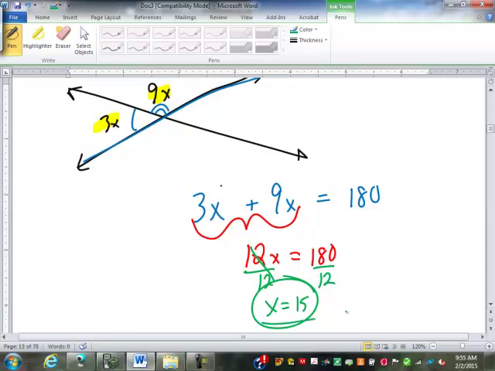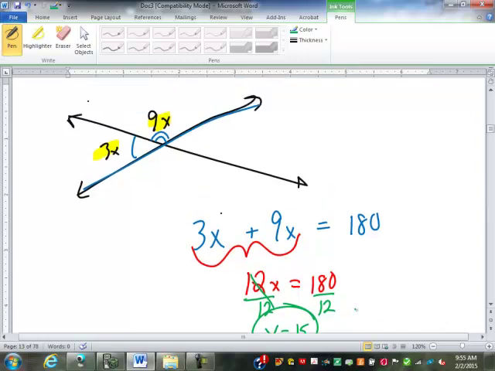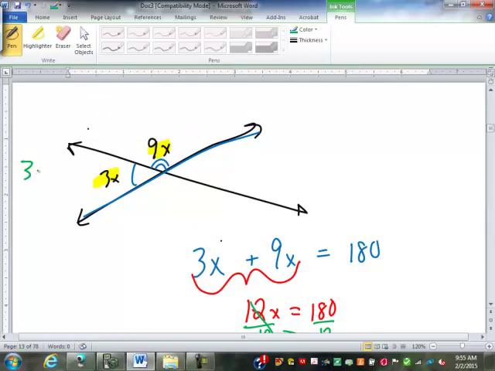Part of it, the question was, how big is each angle? Once we know x, this angle is 3 times x, or 3 times 15, which is 45 degrees. This angle is 9 times x, that becomes 9 times 15, or 135 degrees. Now we're done. Now we have actually answered the question.